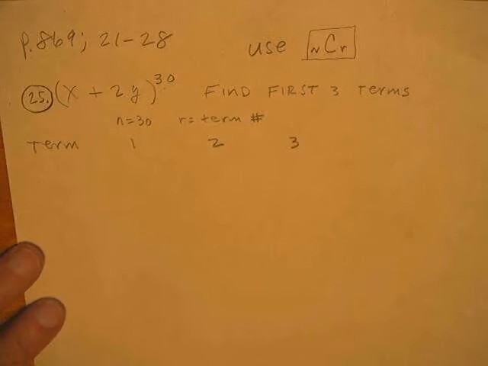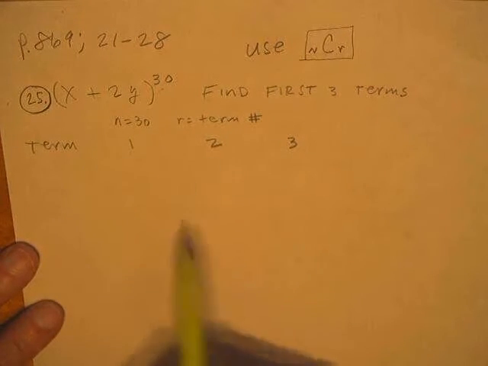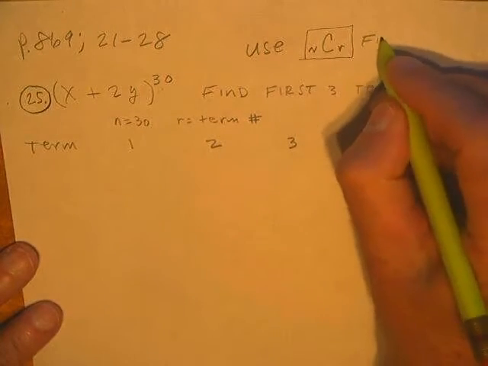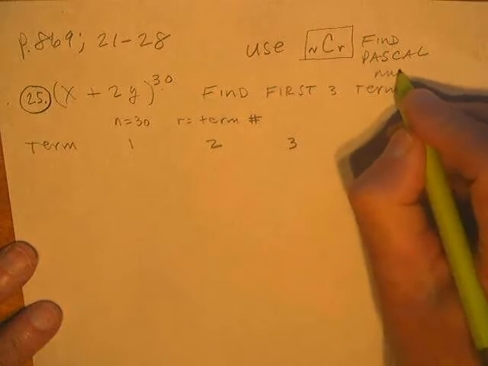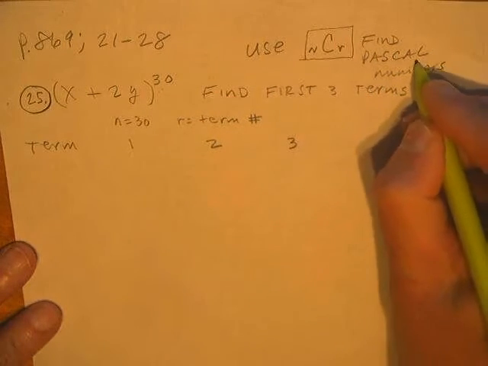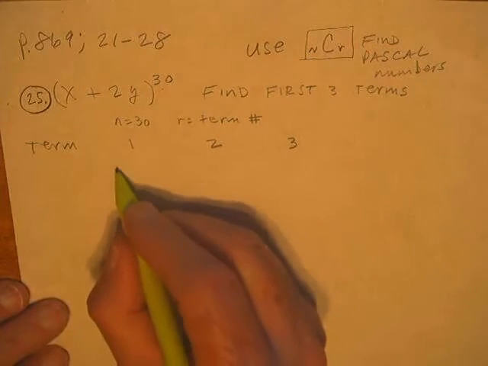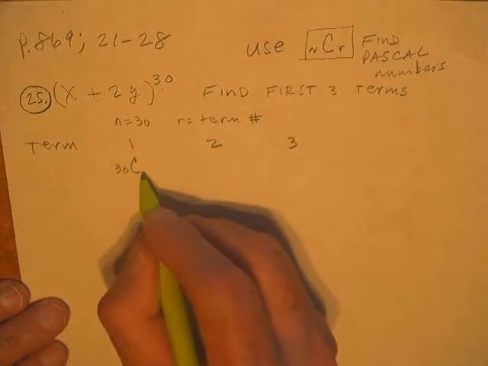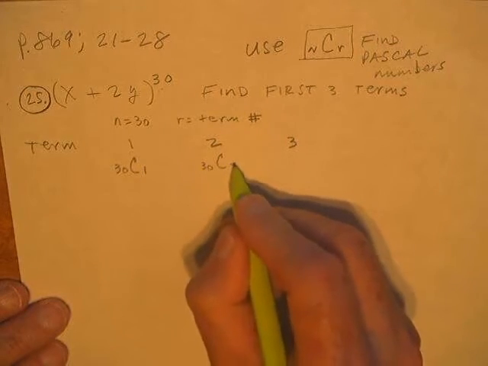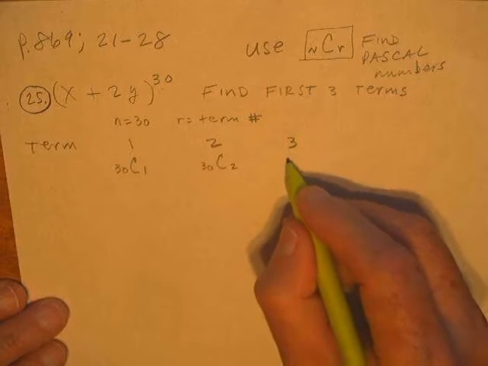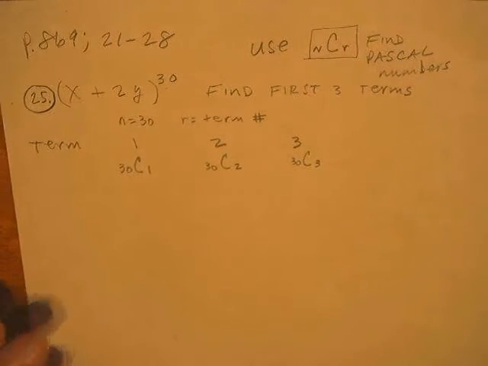But the issue is, what are the Pascal numbers? We're going to use this to find the Pascal numbers, and all you need to know is where to do this on your calculator. Right here, you've got a combination of 30 things taken one at a time, a combination of 30 things taken two at a time, and a combination of 30 things taken three at a time.